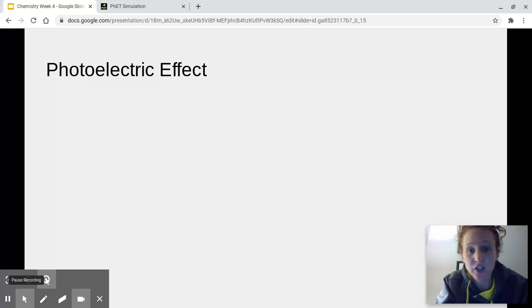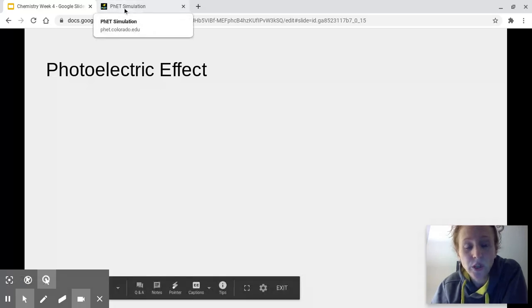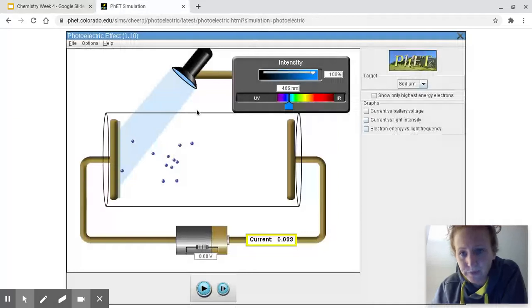This is actually how Einstein won one of his Nobel Prizes, for his breakthrough in explaining the photoelectric effect. And so here's the phenomenon that couldn't be explained until Einstein's breakthrough. So this is the photoelectric effect.